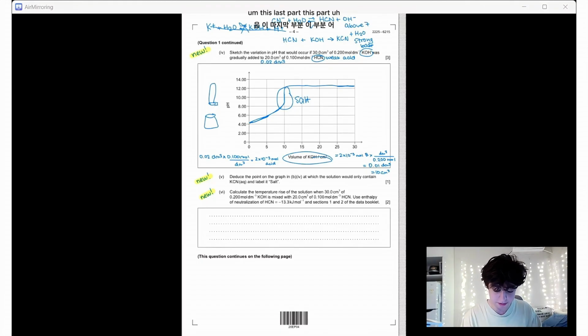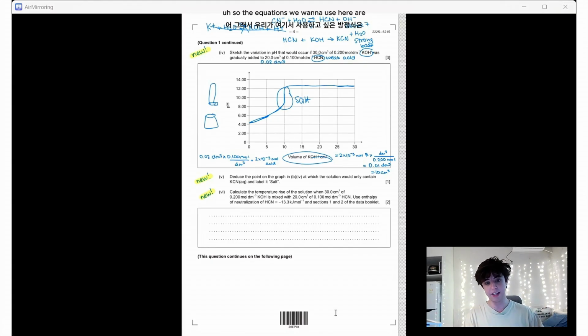Okay. This last part, part 6, is to calculate the temperature rise of the solution when 30 centimeters cubed of 0.2 is mixed with 30 centimeters cubed of 0.1 acid, using the enthalpy of neutralization in sections 1 and 2 of the data booklet. It was at this point in time that I realized while I was taking the exam that actually the equation of enthalpy is negative Q divided by n is in your data booklet. And I was kind of, that was wild.